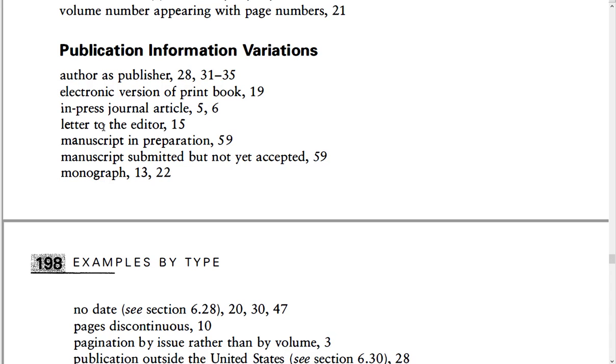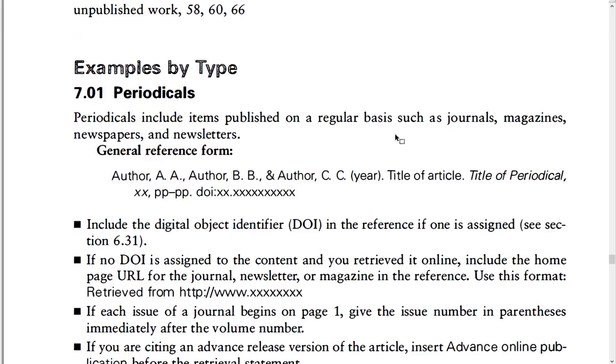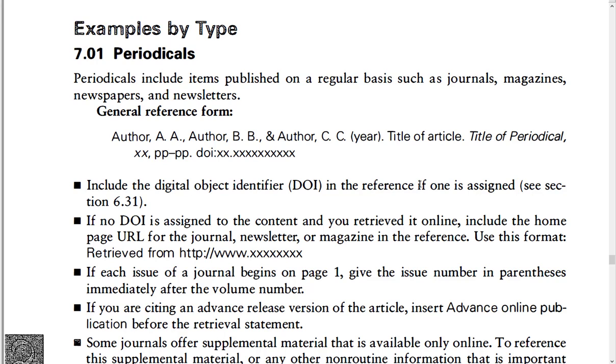Then there's the publication information. For example, the author as the publisher, or it's an electronic version of a print book. And so you have to handle an electronic or an ebook version differently than you would a regular book. So here are the examples by type. This is the most basic, as you see here. It's the general reference. It is author. And so you'll see we have author A, B, and C.